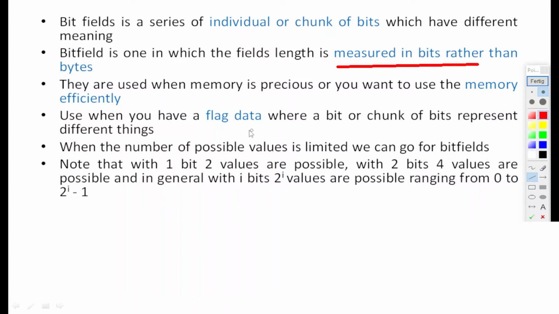Use them when you have flag data. In some fields, say computer networks, you have different types of flags. I cannot get into the details of computer networks, but in some fields you have to deal with flags of data. That means usually a flag means 1 bit or 2 bits will be maintained. So in such cases you can go for bit fields.